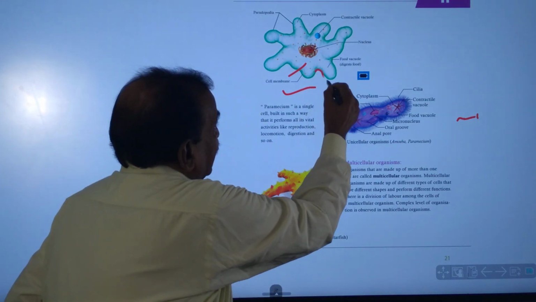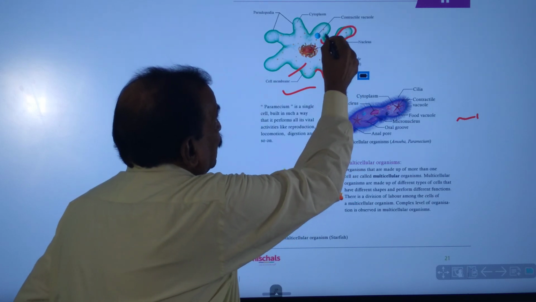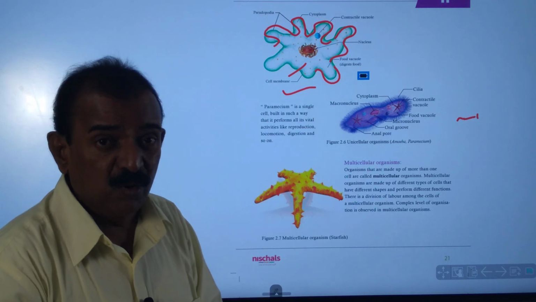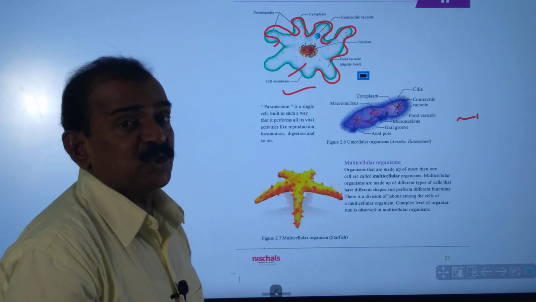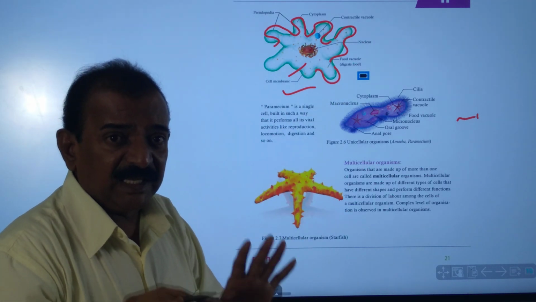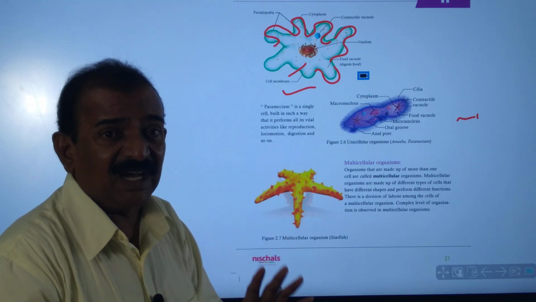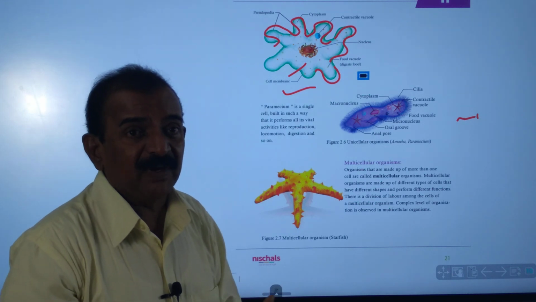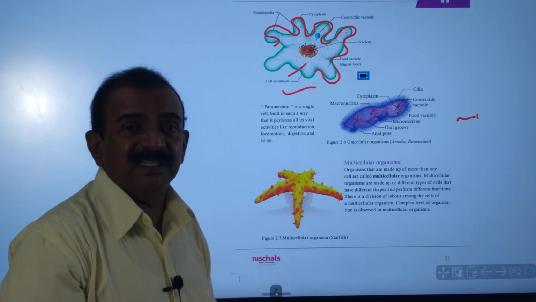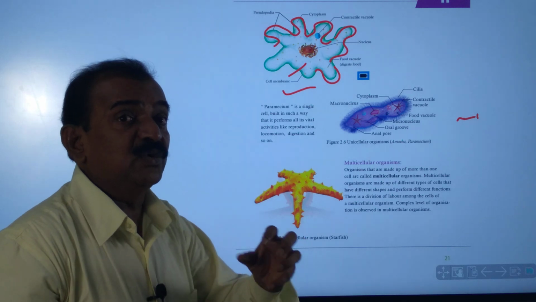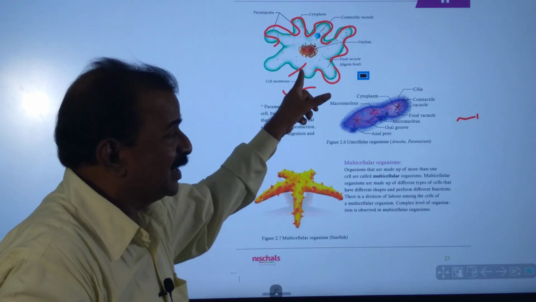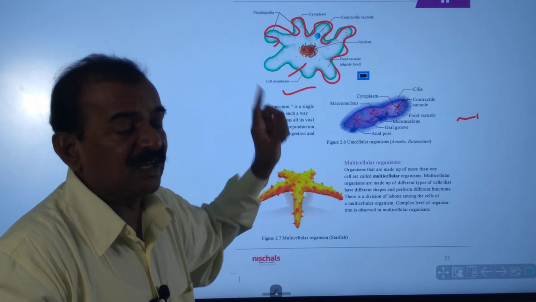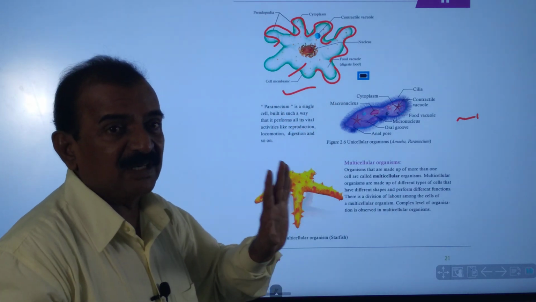Here you see extensions of cytoplasm. These extensions make the animal move in water, and they are called pseudopodia, or false feet. Pseudopodia help in movement in water, so they are called locomotory organs. They are also helpful to capture food. Only one cell is present, so this organism is called a unicellular organism, and locomotion is by means of pseudopodia.